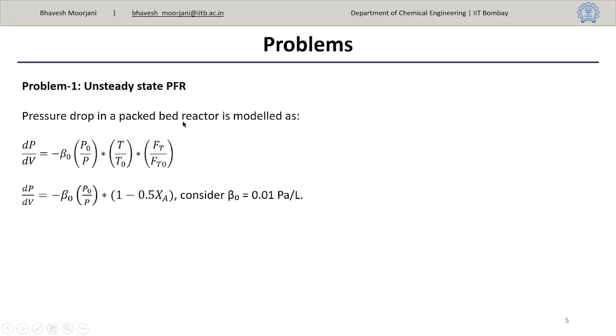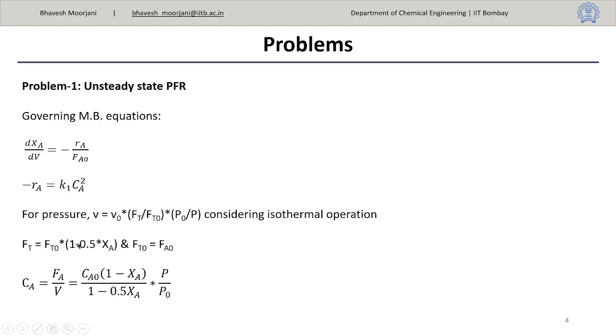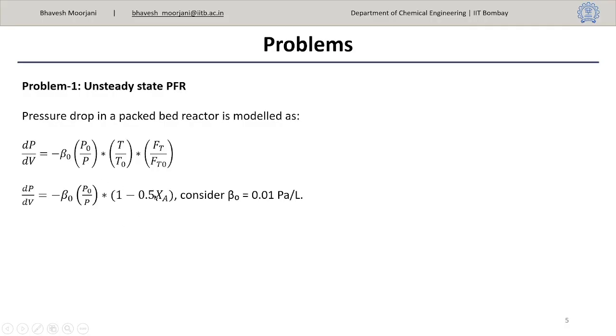Then the pressure drop in the reactor is modeled by this equation, where dP by dV is given as minus beta 0 into the ratio of pressure, temperature and the flow rate. Here again, if you use the relation Ft is equal to Ft0 into (1 minus 0.5 xa), you will end up with this part. Since we are considering the isothermal reaction, T by T0 is 1, right? We have been given that beta 0 is 0.01 liter Pascal per liter.